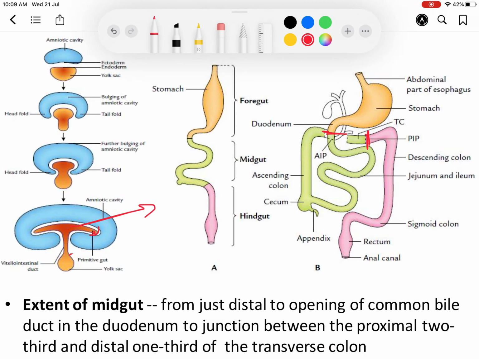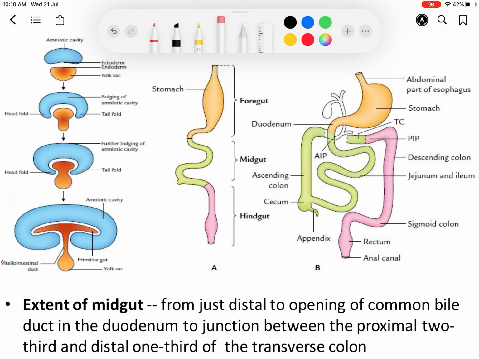We all know that due to folding of the embryo, the yolk sac is incorporated within the embryonic disc and it leads to formation of the primitive gut. This is the primitive gut, and it remains in communication with the remaining yolk sac by the vitello-intestinal duct. This is the remaining yolk sac, which is outside the embryonic disc.